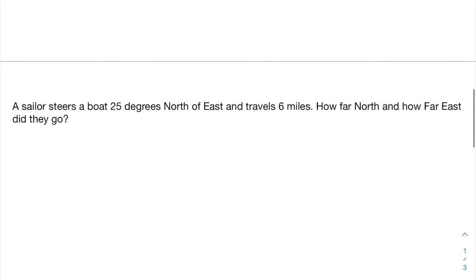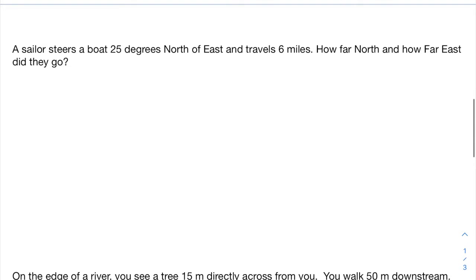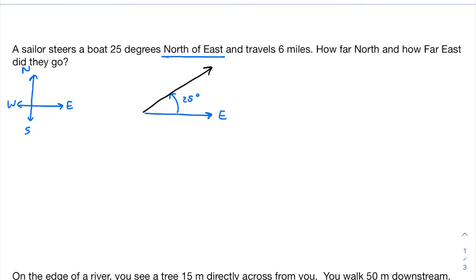Okay, so the first example we're going to look at says a sailor steers a boat 25 degrees north of east and travels 6 miles. Just this initial north of east, what that means: we know our traditional compass settings, right? North, east, south, west, etc. So when it says 25 degrees north of east, it's like saying going east, here's east, and we're going to go 25 degrees north of it. So the actual direction of this boat is this. He's going 6 miles in that direction.